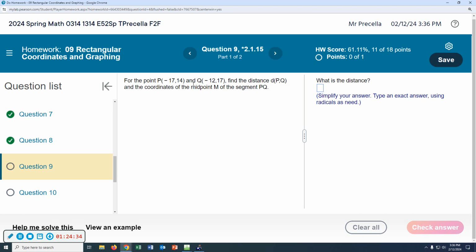They throw in this P and Q. P is negative 17, 14 and Q is negative 12, 7. Find the distance from P to Q, and the coordinates of the midpoint M of the line segment PQ. When they say find the distance, notice that notation: D means distance, and then inside the parentheses they're saying from P to Q. That's just their own made-up notation for distance. They could have just written out, find the distance from P to Q and the coordinates of the midpoint. So let me write down the ordered pairs.